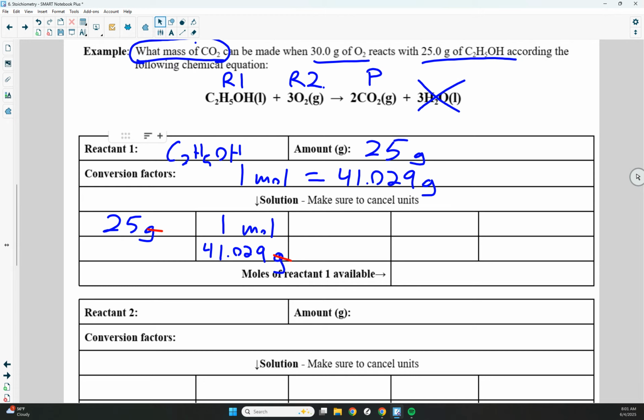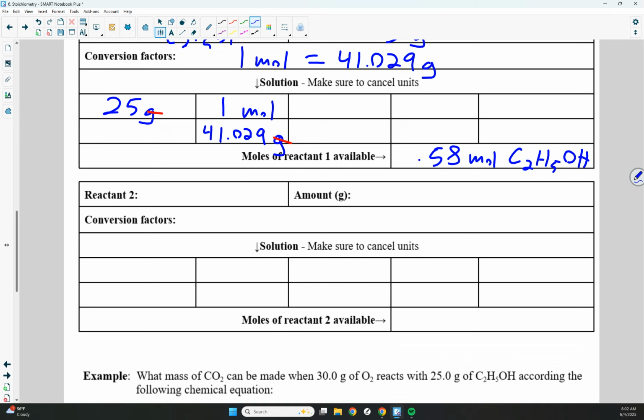I can ignore that 1 there, so I'm going to divide 25 by 41.029. And when I do that, I get 0.58 moles of C2H5OH, also known as ethanol. So I just figured out how many moles of reactant 1 I have. That's always going to be my first step.